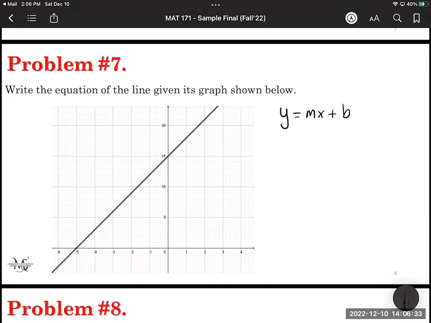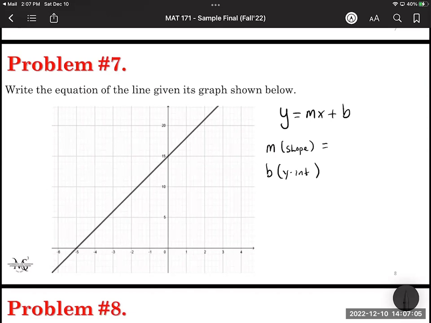What does the m stand for? Slope. M is your slope. And b stands for the y-intercept. So if you want to write out the equation of a line given its graph, you've got to first compute the slope manually, right? You can either do this from geometrical representation or you just use the formula. What is the formula that we use to compute the slope?